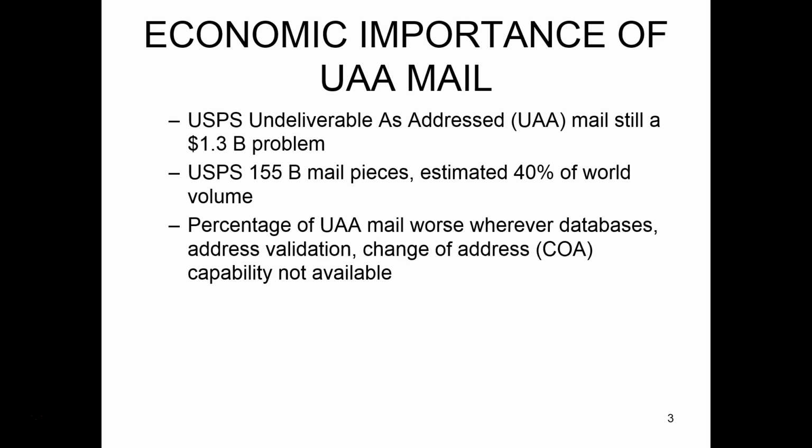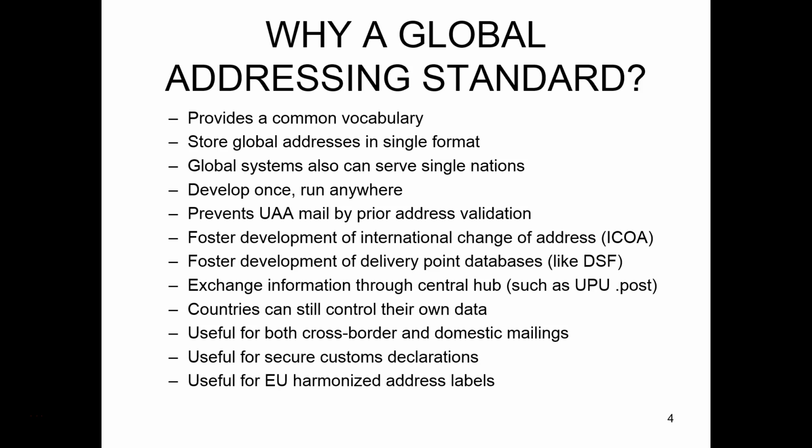The economic importance of undeliverable as addressed mail is unquestioned. In the US, it's still a $1.3 billion problem, and the US has an estimated 40% of world volume. Of course, the percentage of UAA mail is worse wherever databases, address validation, and change of address capability are not available. Why should there be a global addressing standard?